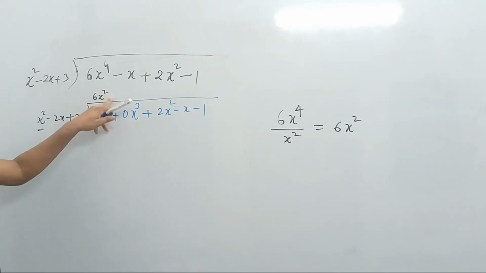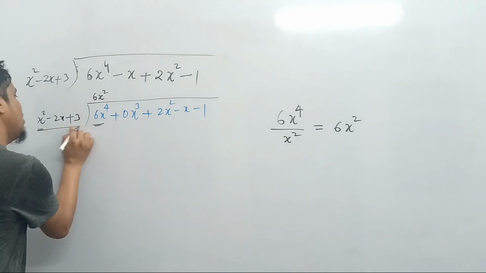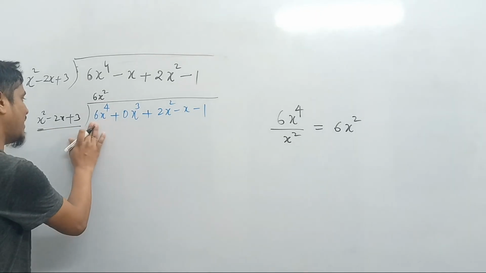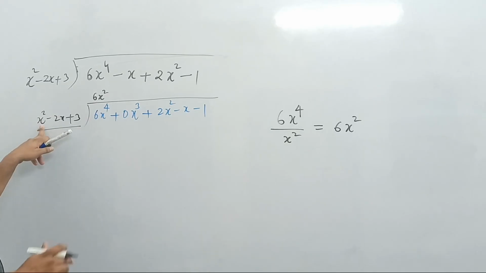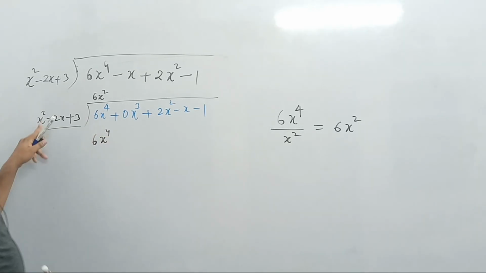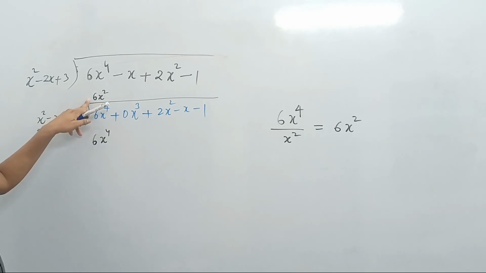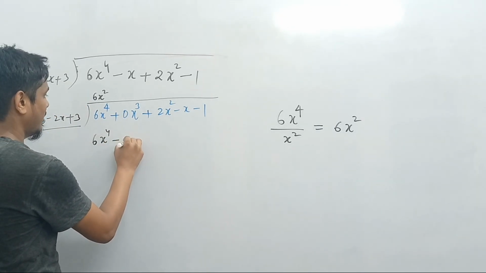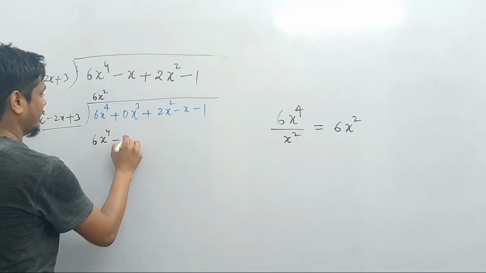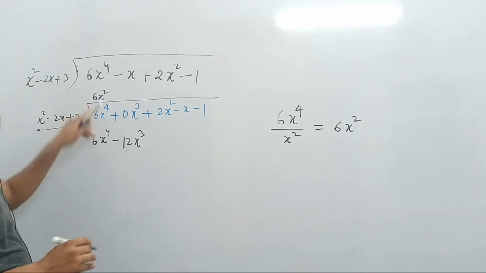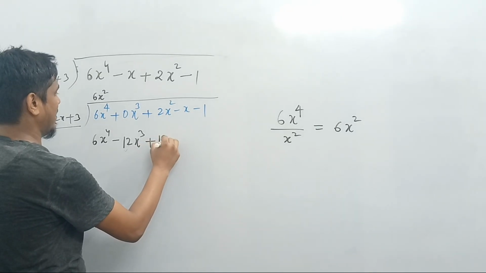Now this 6x^2 is going to multiply with each term in the divisor. Once we multiply 6x^2 with x^2, that gives us 6x^4. Then minus 2x multiplied by 6x^2 gives us minus 12x^3. Then plus 3 times 6 is plus 18x^2.